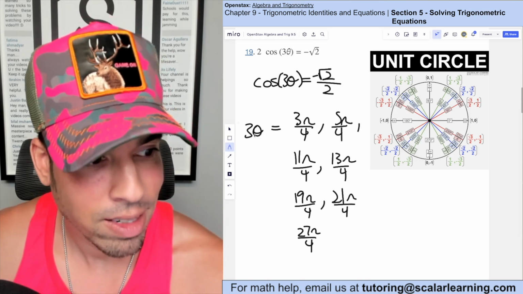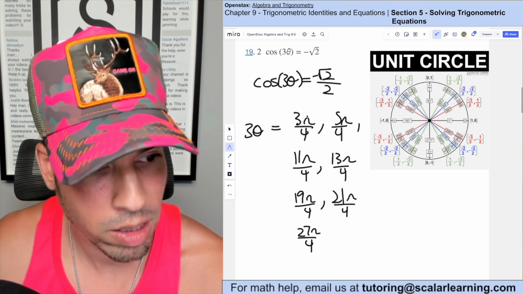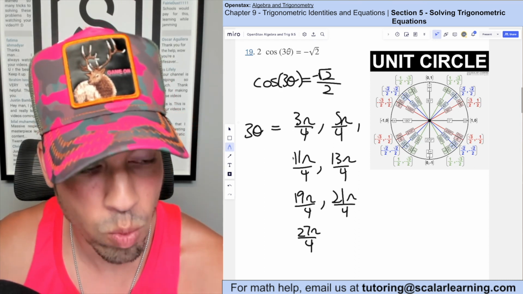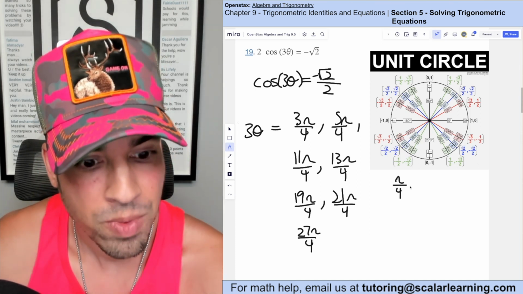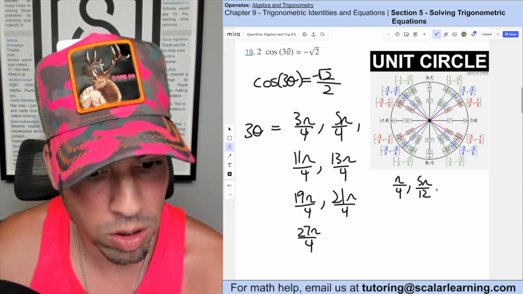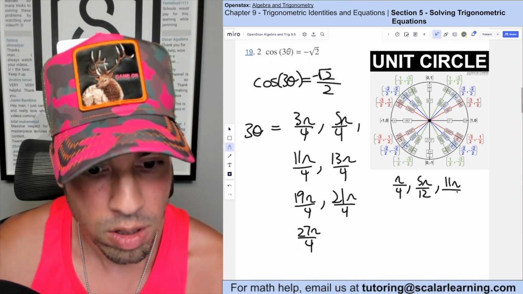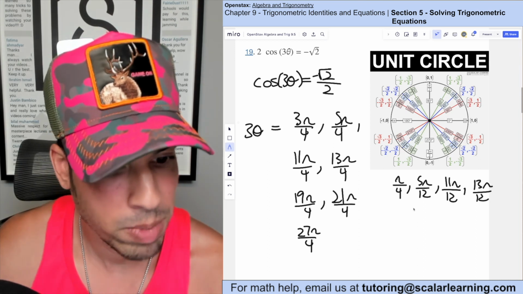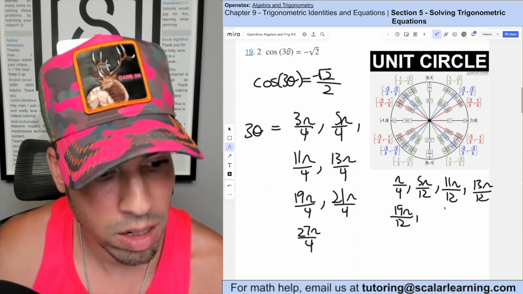Now to get theta, I have to divide all of these by 3. So dividing this one first, 3 pi fourths times 1/3, or divided by 3, just becomes pi fourths. This one becomes 5 pi twelfths, again multiplying by 1/3. This one becomes 11 pi twelfths. This one becomes 13 pi twelfths. This one becomes 19 pi twelfths. And this one becomes 21 pi twelfths.